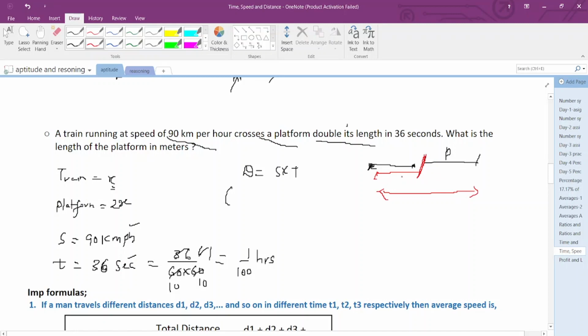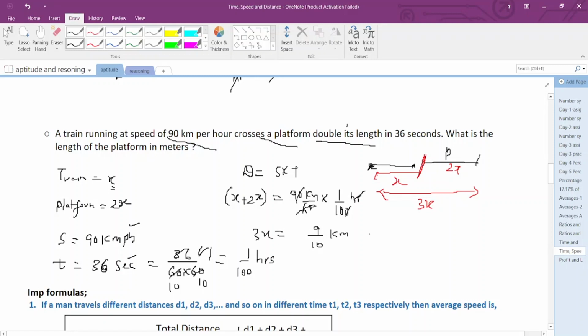So that is the way for distance. To find the distance, we have to find the overall length. If we combine the platform length and the train length, it increases. If the train length is x, then the platform length is 2x, right? 2x plus x is 3x, correct? So that's why I am taking distance equal to x plus 2x, where x is the train's length and 2x is the platform's length. And speed? 90 kilometers per hour, into time, 1/100 hour. Hour cancels, 0 cancels, and we get 9/10 kilometers. That equals x plus 2x, which is 3x.